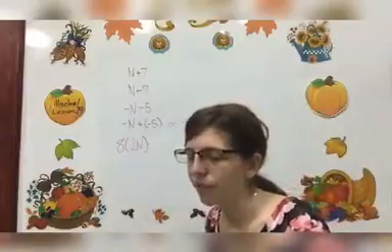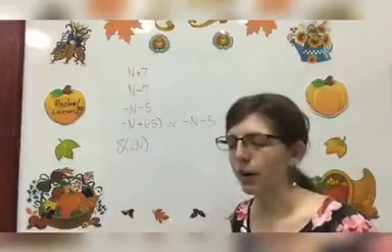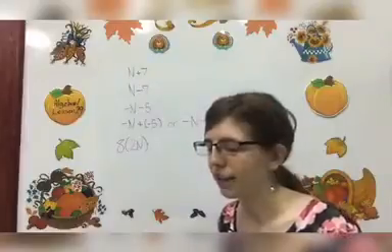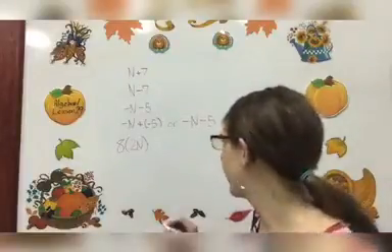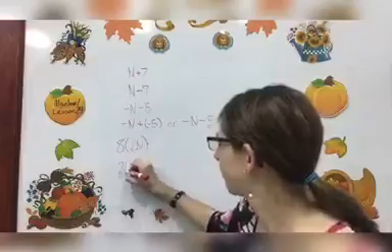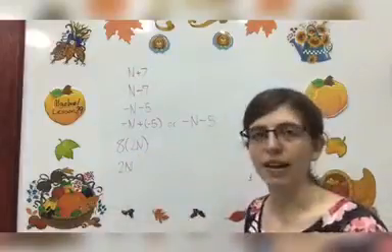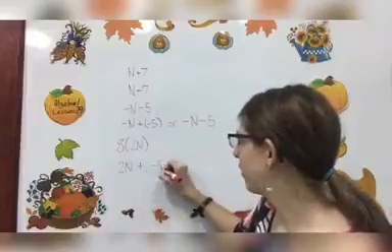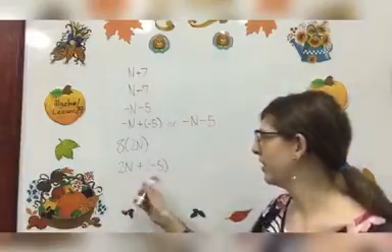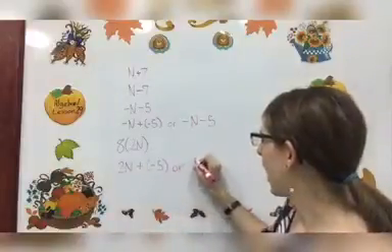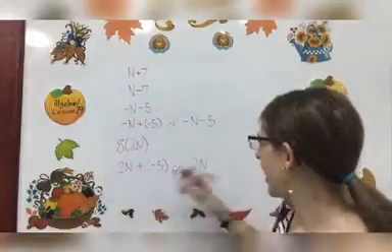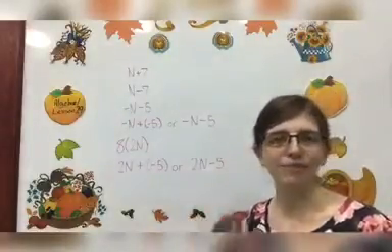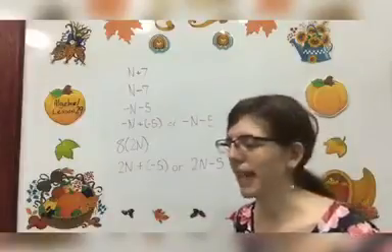Then we have the sum of twice a number and negative 5. So if I have twice a number, I have 2n. Then it says the sum, so that means I'm adding. Well, I'm adding negative 5. So I could leave it like this, or I could have 2n. When I add a negative, that's the same as subtraction, 2n minus 5. Either way, you'll get the same answer. It means the same thing.